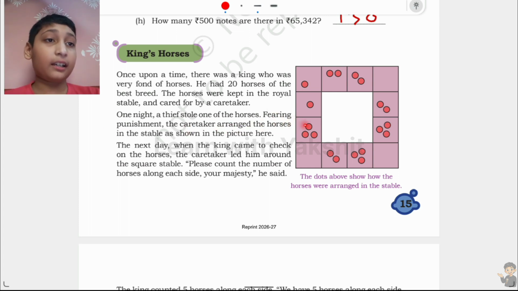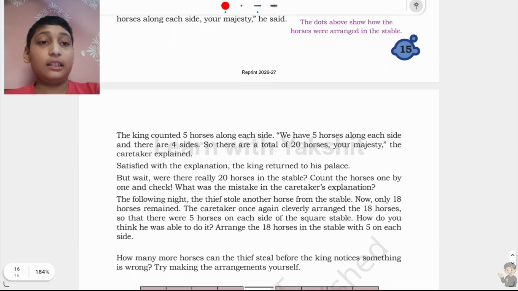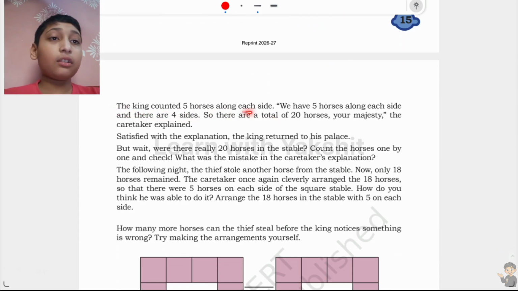As punishment, the caretaker arranged the horses in the stable shown in the picture here. The next day, when the king came to check on the horses, the caretaker led him around the square stable. "Please count the number of horses on each side, Your Majesty," he said. The king counted 5 horses along each side. "We have 5 horses on each side, and there are 4 sides, so there are 20 horses, Your Majesty," the caretaker explained. Satisfied with the explanation, the king returned to his palace.